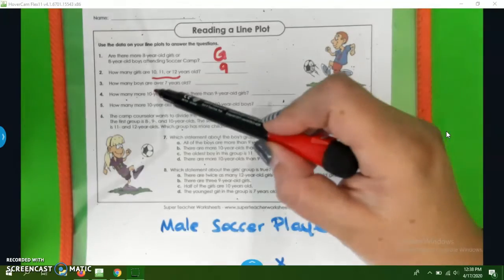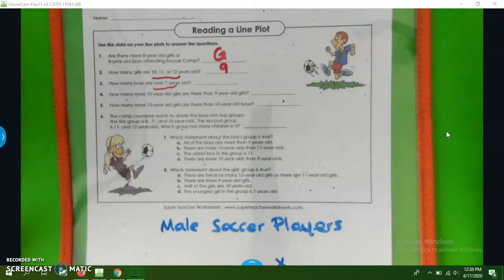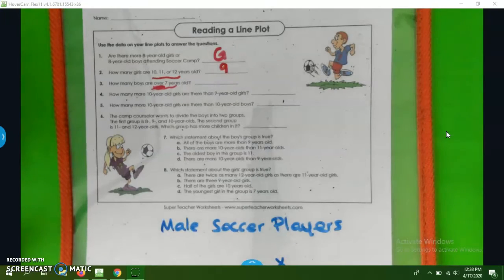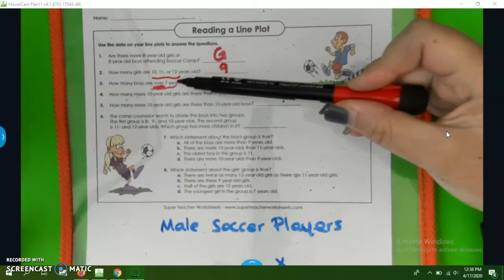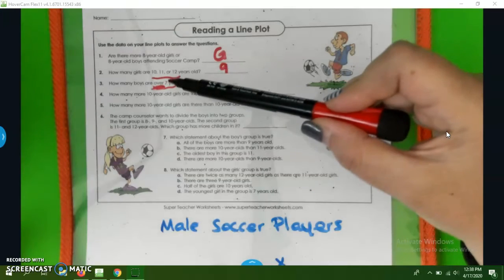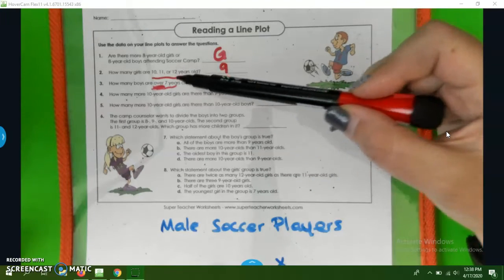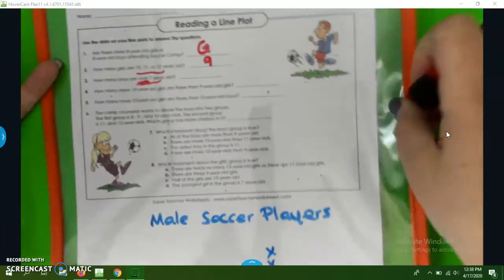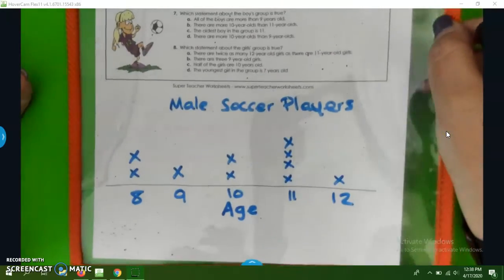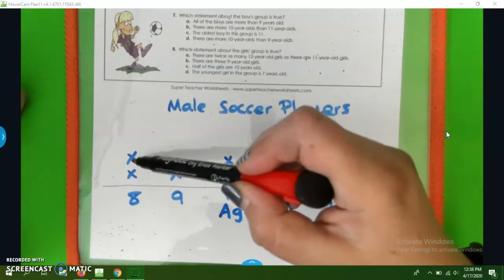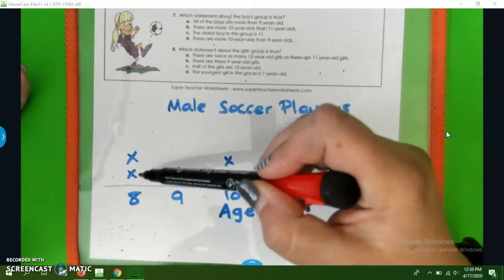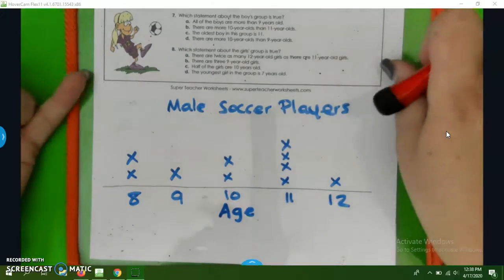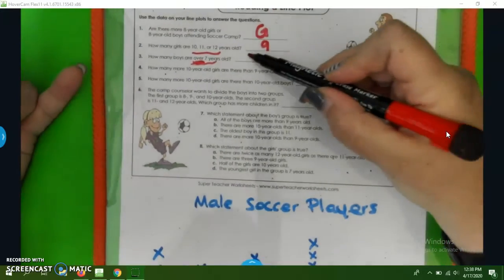How many boys are over 7 years old? So we really have to pay close attention to the wording on line plots, and that's really what makes them tricky. Over 7 means you don't count 7, but you have to be over 7. So we're counting 8, 9, 10, 11, all the way up to 12. So basically, considering all of our ages start at 8, we can count everybody on this line plot. 1, 2, 3, 4, 5, 6, 7, 8, 9, 10. All 10 players are over the age of 7.